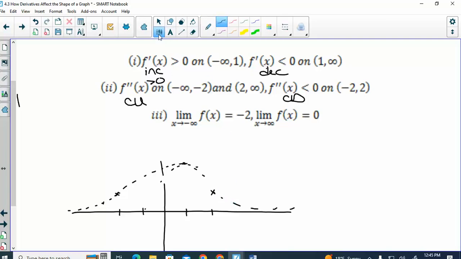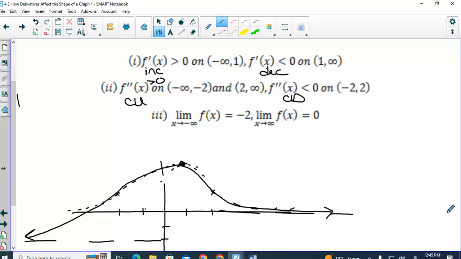The last thing it tells me, at the limit as we go to negative infinity, is -2. Remember horizontal asymptotes? It's telling me as I go forever in the negative direction, this is approaching -2. So this is kind of going down here. As I go forever in the positive direction, it's approaching 0. So that is our graph.